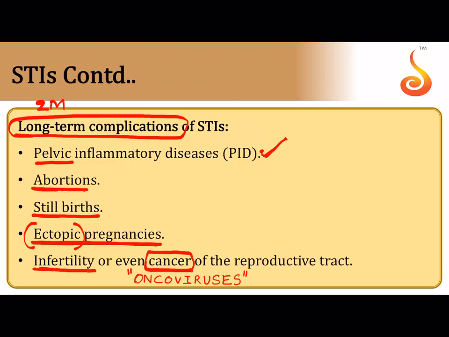For example, there is a virus called the human papilloma virus, which is a sexually transmitted infection, and it is capable of transforming the cells of the reproductive tract from normal cells into cancerous cells. So cancer is also a long-term complication of sexually transmitted infection. So we discussed two major things: first, the early signs and symptoms of sexually transmitted infection, then the long-term complications of sexually transmitted infections.